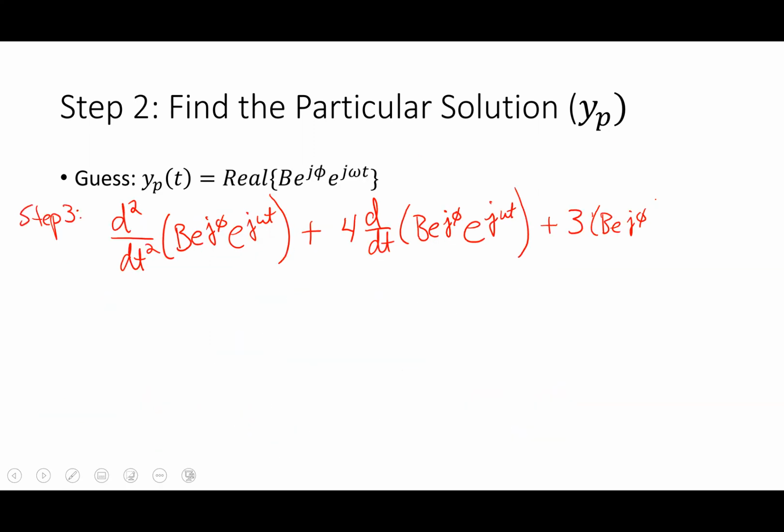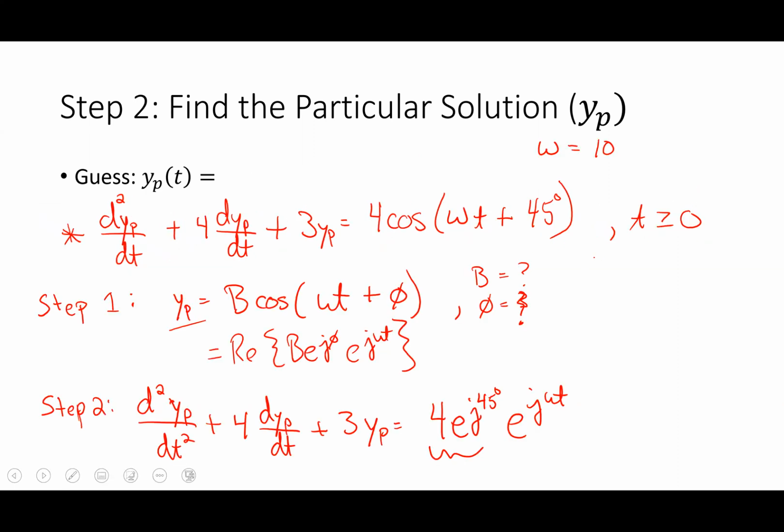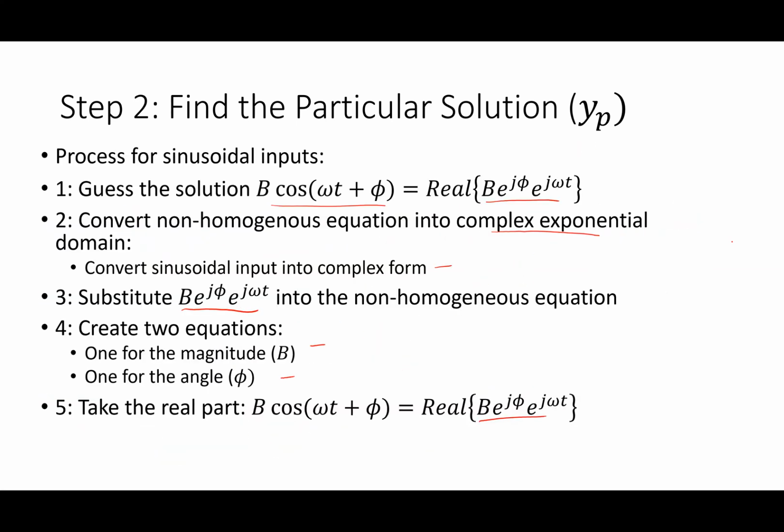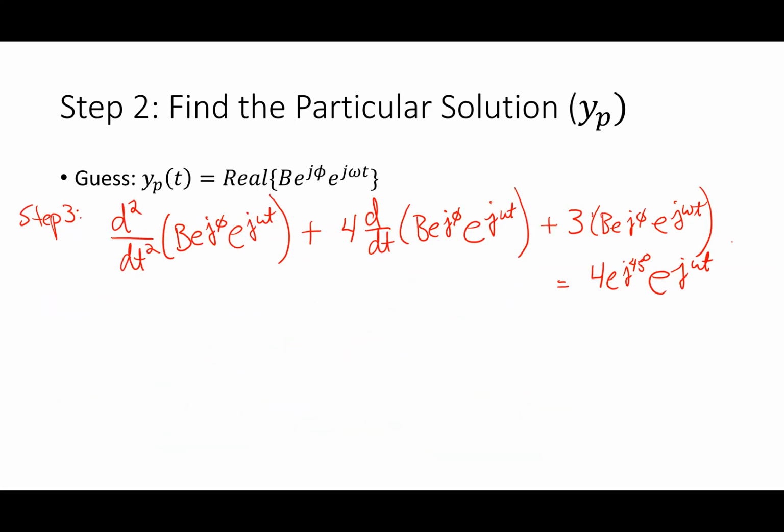3. b e to the j phi e to the j omega t, all equal to 4 e to the j 45 degrees times e to the j omega t. Now at this point, what do I have to do? I'm basically now on to the step 4 piece here.